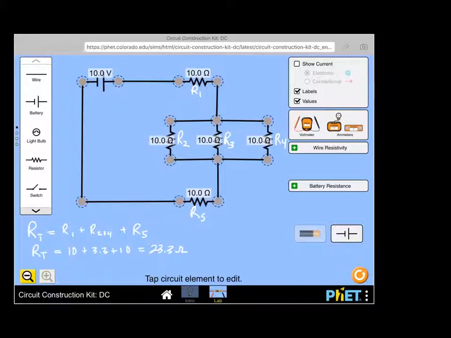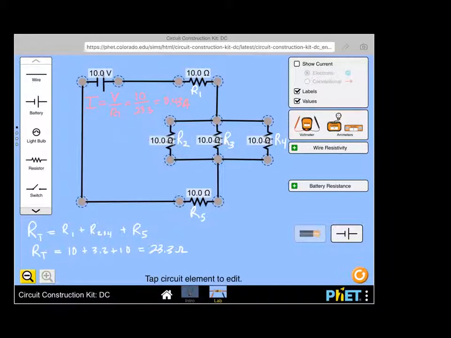And what that means is that total current is going to be voltage over total resistance, 10 over 23.3, and that should just be 2.3 amps. I'm sorry, I was flipping that over in my head. So we should get 0.43 amps out of that.